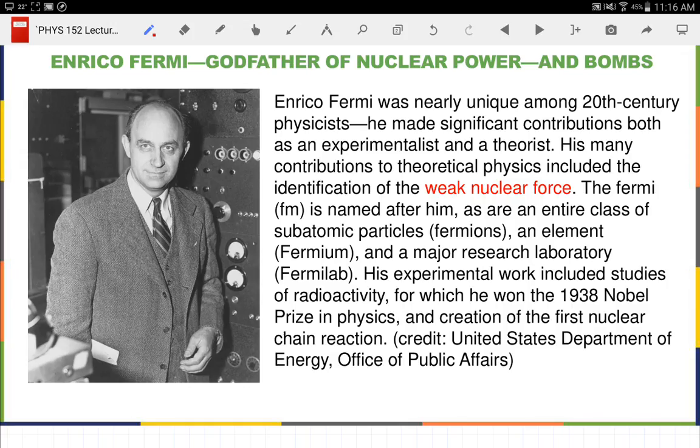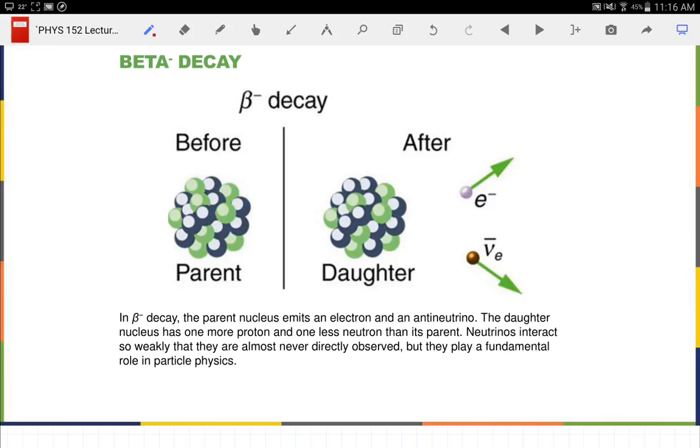So he's the one who identified the weak nuclear force that we were talking about, did a lot of experimental work getting the world started on nuclear reactions. I've already looked at alpha decay. In alpha decay, we had just the helium nucleus coming out of the nucleus. I know I said hydrogen earlier, but it is helium. You had a nucleus breaking into two, but one was really small.